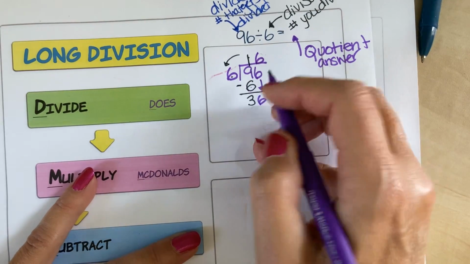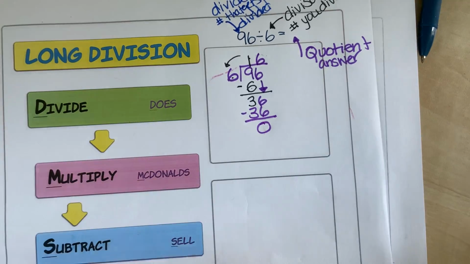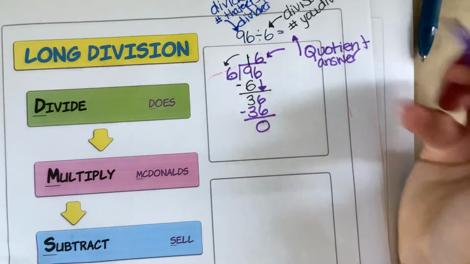So let's make that a 6. Now I would say 6 times 6, oh, that's 36. And I subtract, and I get 0, okay? So really my quotient is 16, if I want to know my quotient.